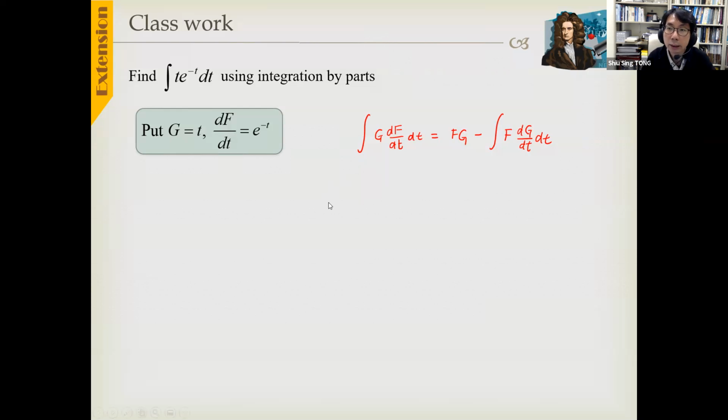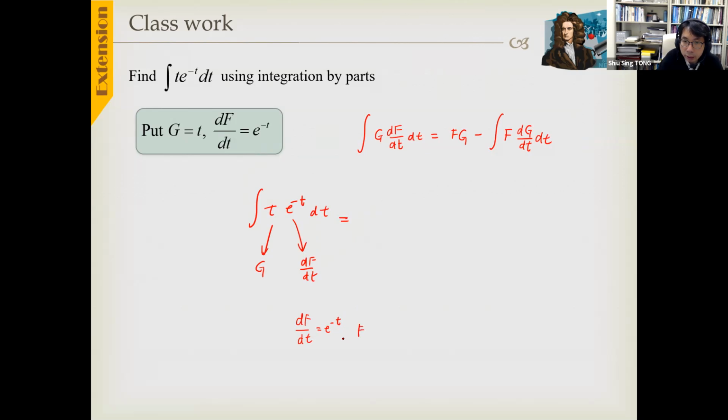Have you got the answer? So let's do it together. We have something like this. In my mind, this is G and this is df dt. Is that right? So what is F? If df dt is equal to e to the power minus t, then F is just the integration of e to the power minus t, which gives me a minus sign, because there's a minus sign here, minus e to the power minus t. Is that right? That is F.